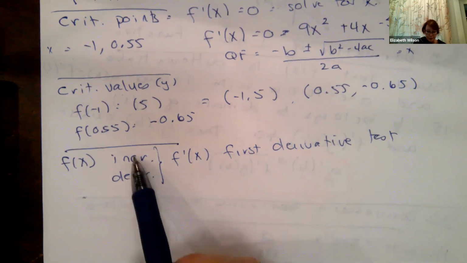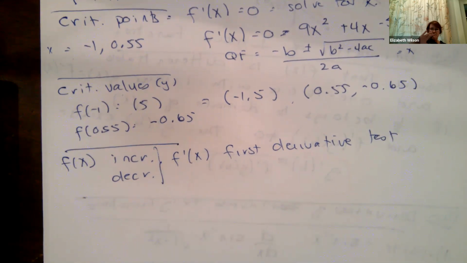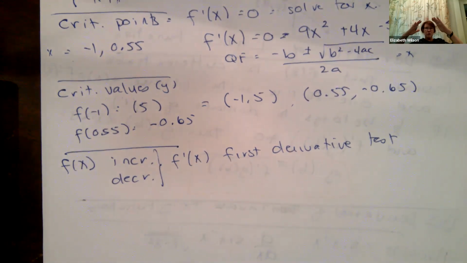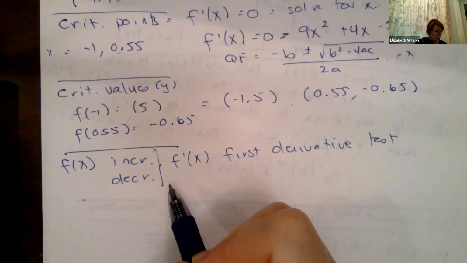Anyway, increasing, decreasing. So I'm doing my first derivative test. So I'm checking to see on values that are slightly less, slightly greater than each critical point. And I'm checking to see does my first derivative change sign, right? So if the first derivative is positive, my function's increasing along that interval. If it's negative, my function is decreasing along that interval. Okay, so I'm doing my first derivative test at this point here.